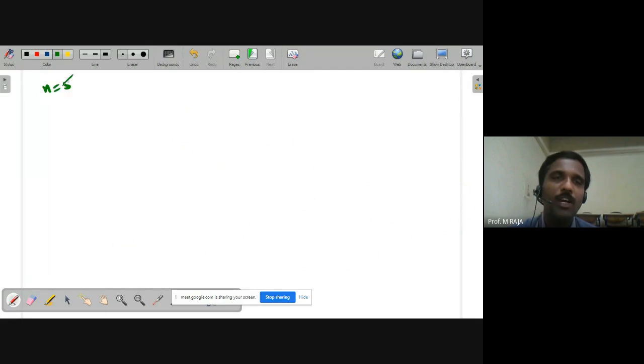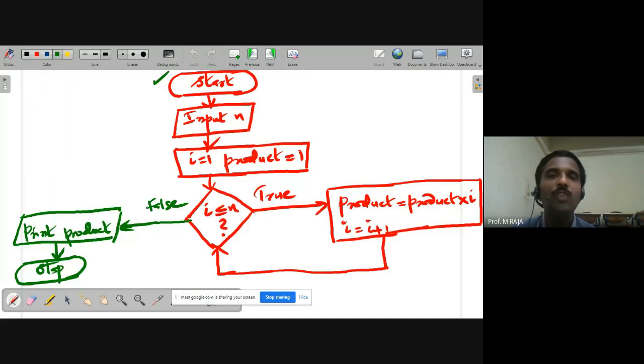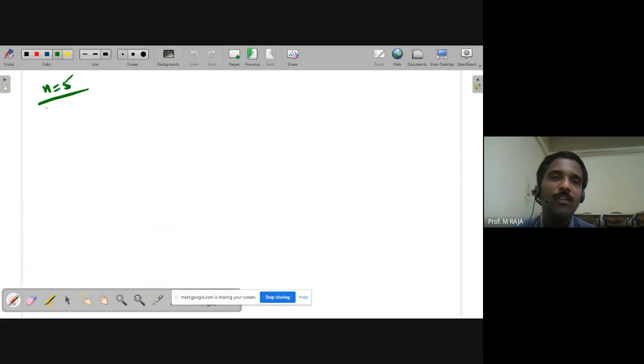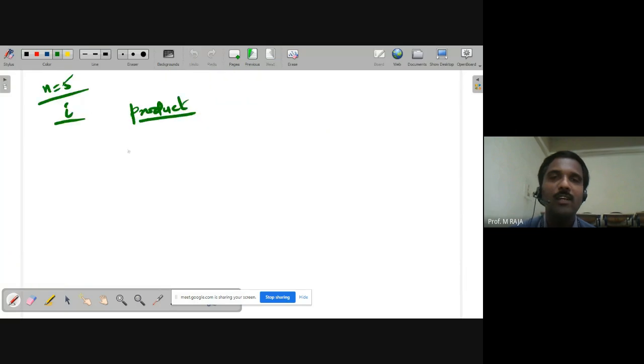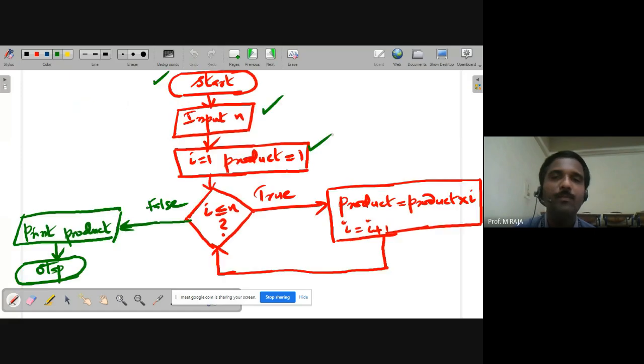When n is equal to 5, look here how we are tracing this flow chart. N is equal to 5, one time input is given. The variables required are I and the product. So I try to construct a column I. Here this is product. What are the initial values of I and the product? I is 1, product is 1, one time initialization. So I write, as column headings, I is 1, product is 1.